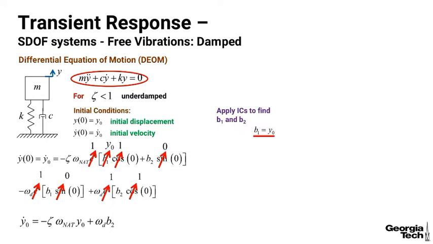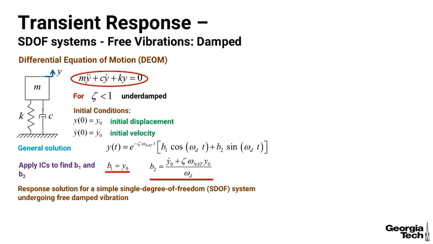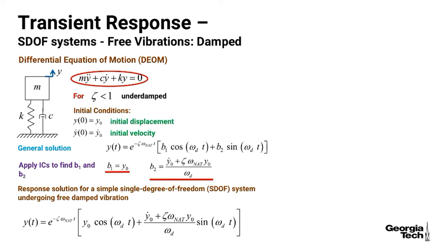And we can solve then. We have y dot sub 0 is equal to minus zeta omega natural y sub 0 plus the damped natural frequency omega d times b2. And so with that I can solve for b2, and it ends up being this. So I've now got both b1 and b2, my undetermined coefficients, and I can sub those in, so I end up with a response solution for a system undergoing free damped motion for underdamped conditions. And that's it right there.